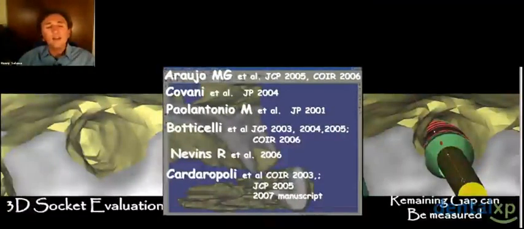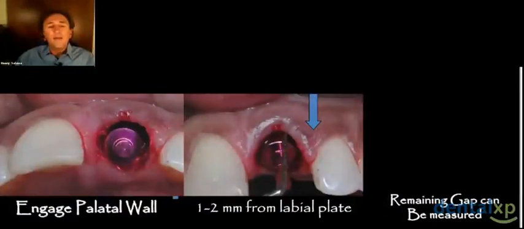Clinically, what does that look like? When we look at some of the clinical studies, Araujo, Botticelli, Nevins, Cardaropoli, all really follow through with a lot of what we're saying relative to the extraction site. That research base helps create some of our decision-making processes.